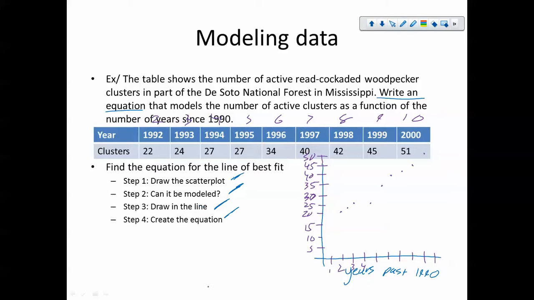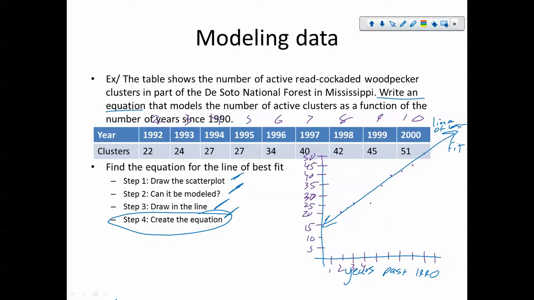Can we model it with a line? Absolutely we can. So we're going to draw a line that gets as close to as many points as possible. It doesn't go through everything, but it does go through a few. It's fairly close to everything. So there's my line of best fit right here. Now, can we create an equation for this line?